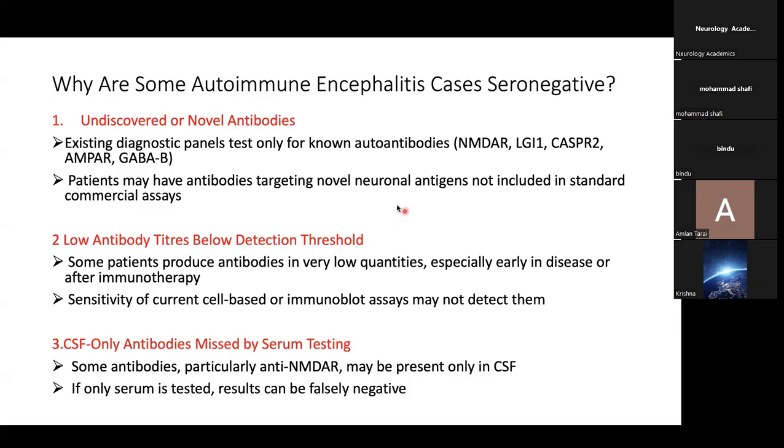Point number 2, low antibody titer below the detection threshold. Some patients produce antibody in very low quantity, especially in early disease or after immunotherapy. The sensitivity of the cell-based assay or immunoblot assay may not detect them. When we only investigate the serum, antibody may be missed, since some antibodies are present in the CSF and some are more present in the serum. So think about NMDA, which is mostly present in the CSF; if only a serum test is done, the test may be falsely negative.